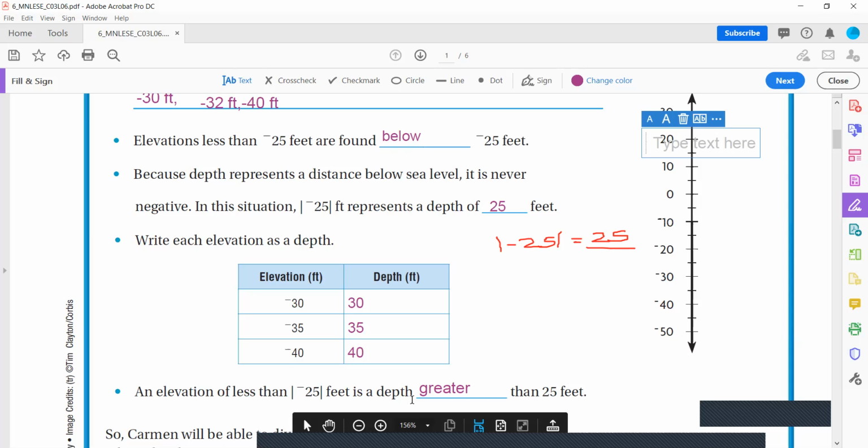For example, girls, if I say an elevation of less than minus 25, but this is the absolute value, an elevation of less than, that means 25 feet. When I say less than 25 feet, the depth has to be greater. When you're comparing the depth, like when you're jumping in the swimming pool, what will you see? You will see the depth of it.